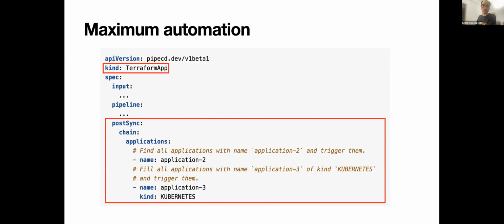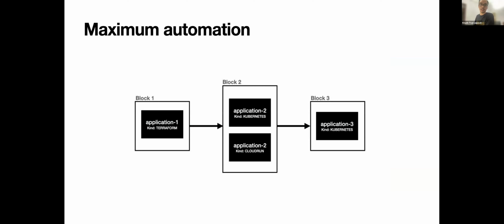Next one is something I think is interesting for you guys. This is the point of having one interface for every application kind: the deployment chain feature. You can see here in the Terraform application configuration, after the Terraform application is synced successfully, I can trigger the next deployment in the chain. And the interesting thing is that the next application to be triggered can be whatever application kind that already exists in the PipeCD system.